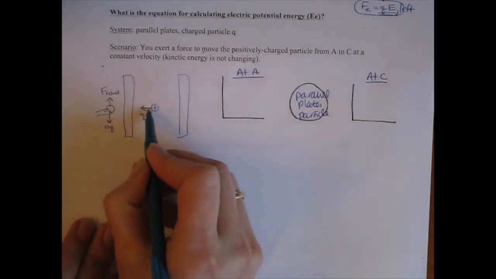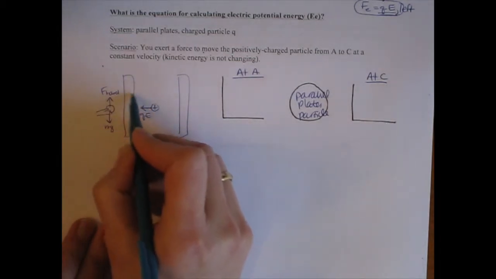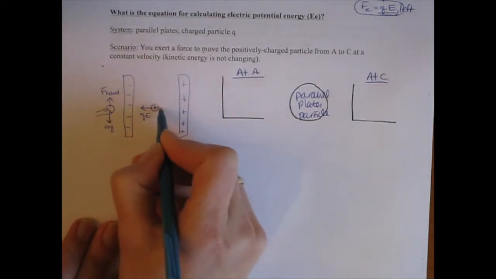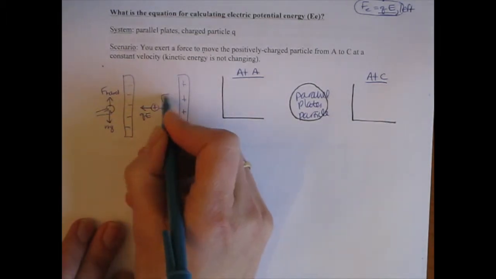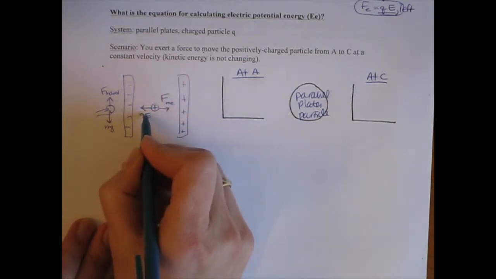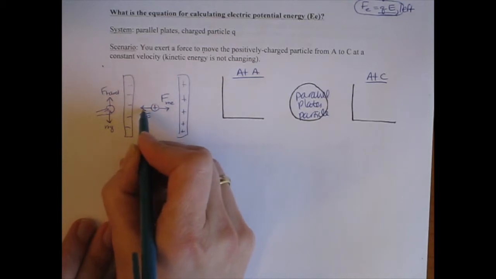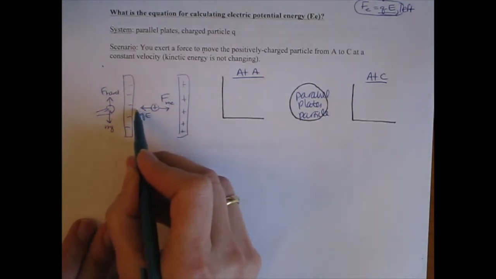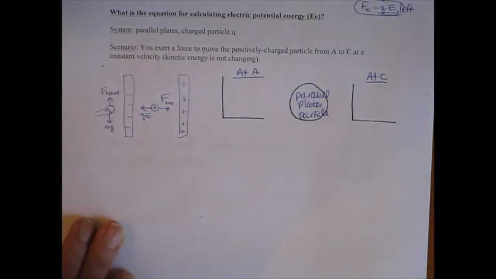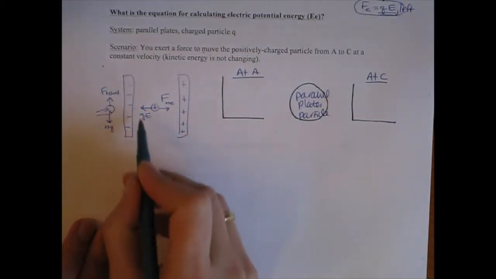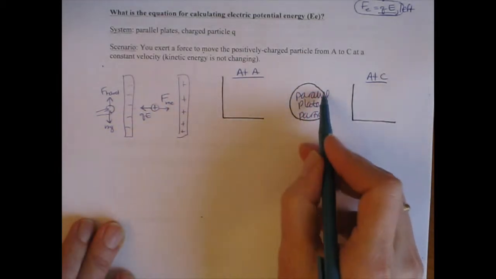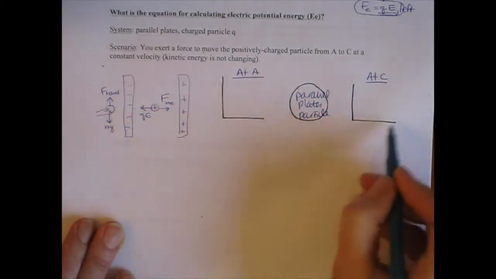If we want to move this charged particle from the negative plate to the positive plate, we need to have an external force. I'm just going to call this the force of me. And I have to balance that electric force to move it with a constant velocity over here. I need balanced forces in order to move it with a constant velocity. So I'm going to be doing work on it because I am an external force. I'm not part of the system. So let's fill out the diagram.